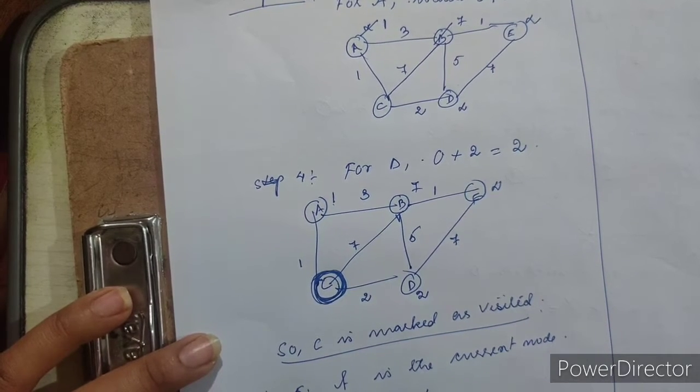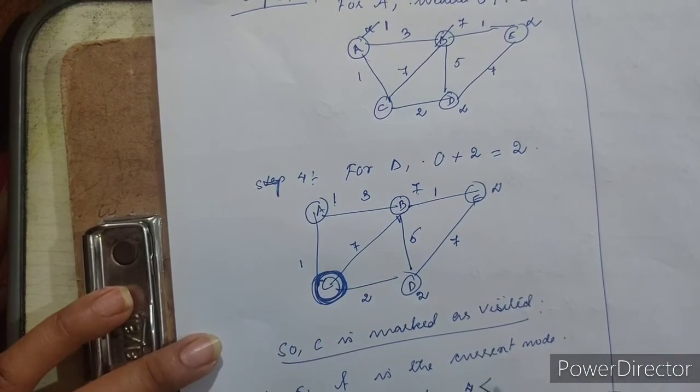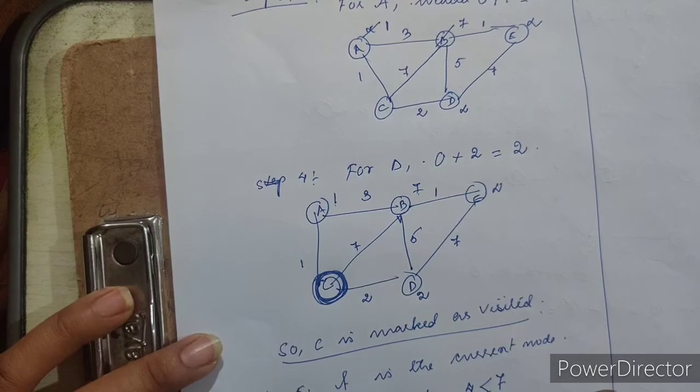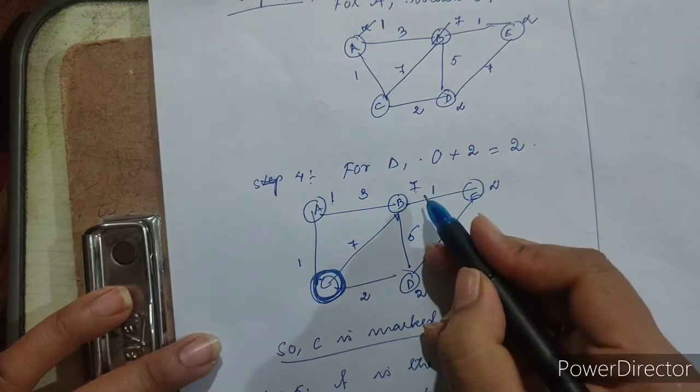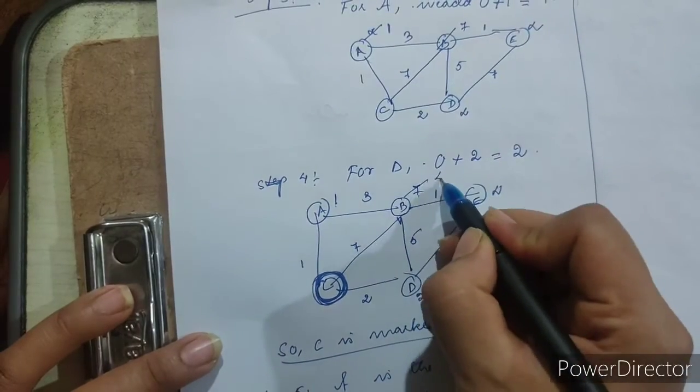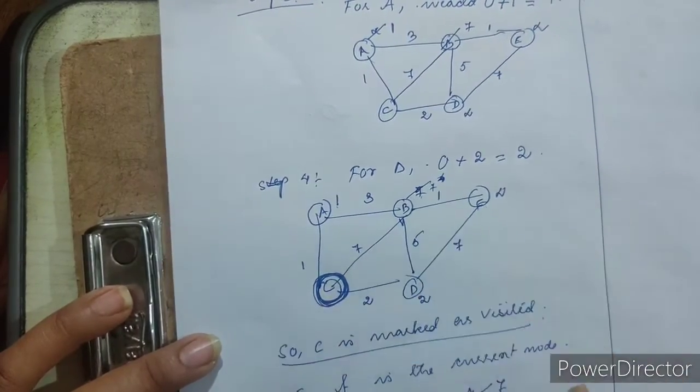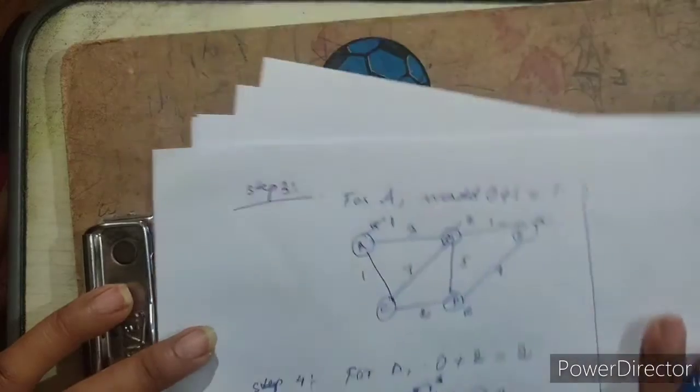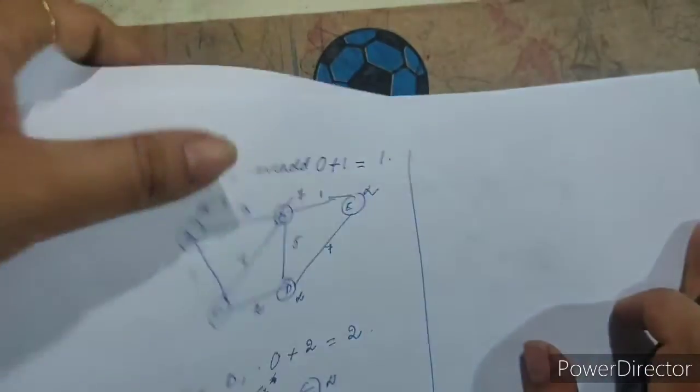The value 4 will be compared with the minimum distance of B, which is 7. 4 and 7 will be compared. 4 is less than 7. Yes. So mark the lowest value at B. So instead of 7, it will be 4. So your graph will look like this.